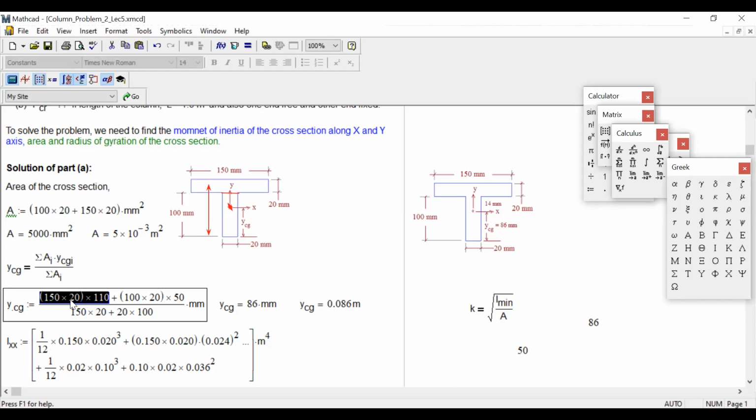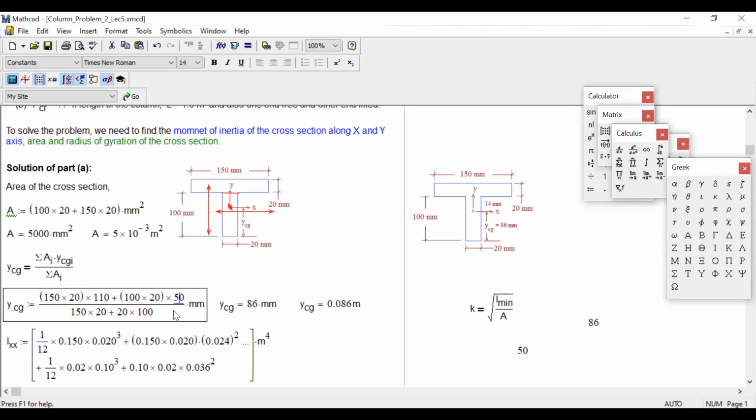Now, then take the bottom one. Bottom one, what will be the area? 20 into 100. And what is the YCG? Midpoint of YCG will be the midpoint over this point, right? So I multiply by this 50.